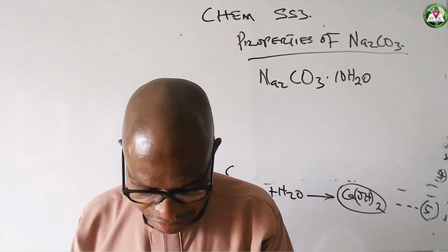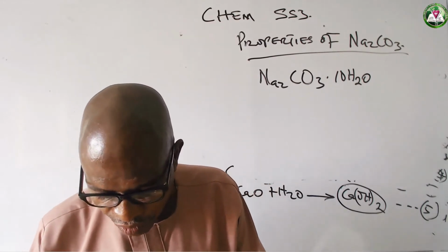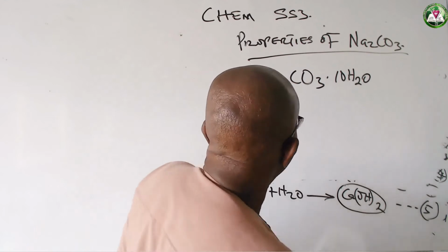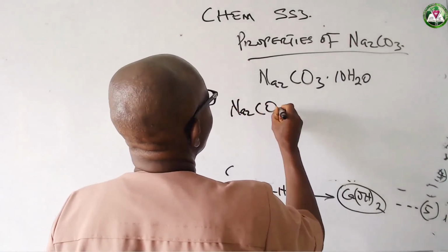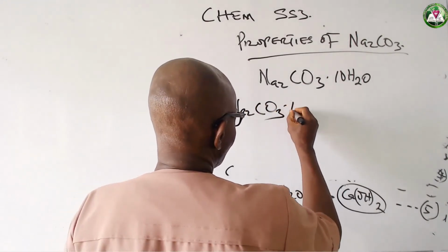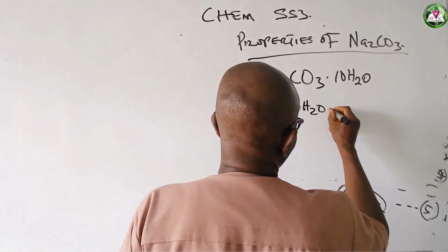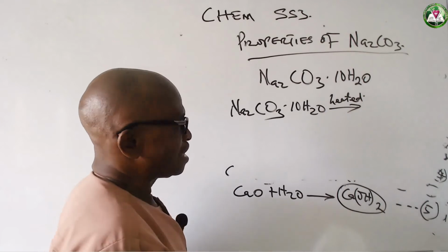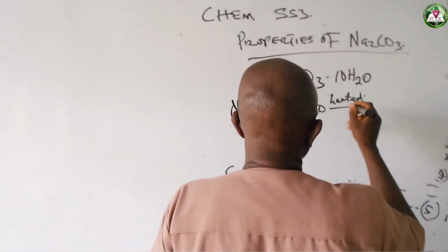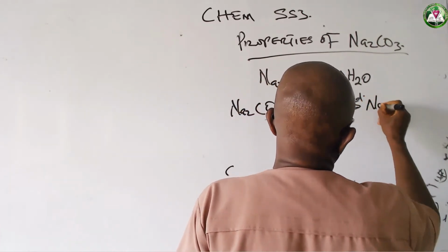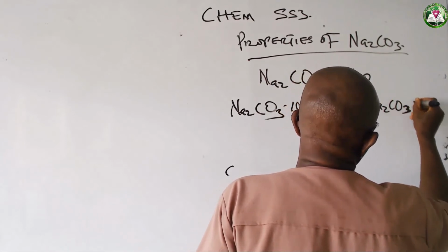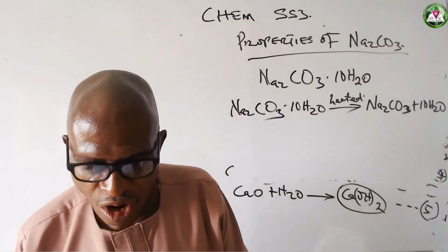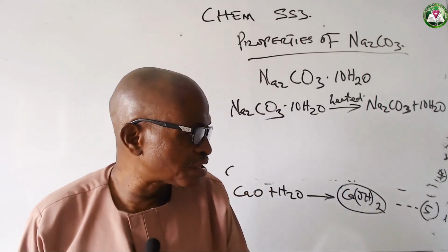Then 5, crystalline sodium trioxocarbonate 4, when heated, gives anhydrous sodium trioxocarbonate 4. Crystalline, that is Na2CO3.10H2O, when heated, remember that this particular equation can be in both chemical and physical properties. Therefore, when you heat it, it will lose the 10 moles of water of crystallization to give you Na2CO3, which is the anhydrous one, plus 10H2O. But the anhydrous form of sodium trioxocarbonate 4 is stable to heat. It's not decomposed on heating.